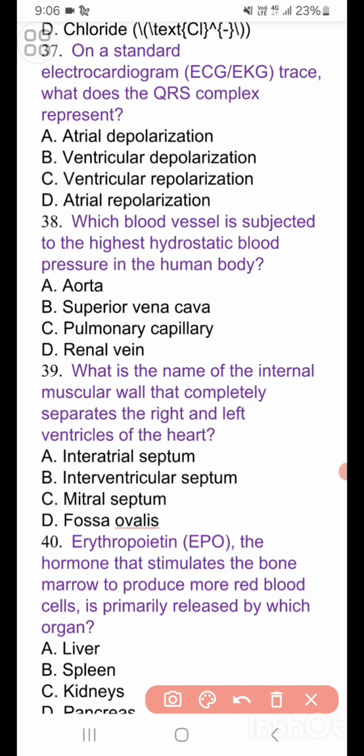On a standard electrocardiogram, ECG or EKG trace, what does the QRS complex represent? Ventricular depolarization. Which blood vessel is subjected to the highest hydrostatic blood pressure in the human body? Aorta. What is the name of the internal muscular wall that completely separates the right and left ventricles of the heart? Interventricular septum.